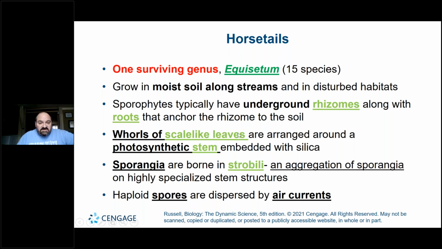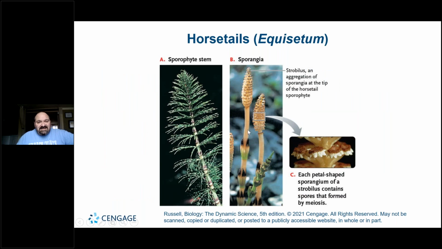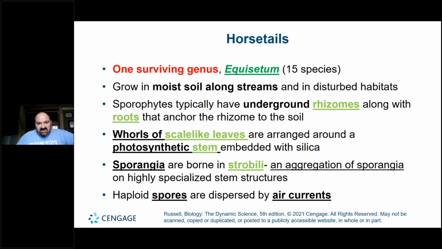They'll have whorls of scale-like leaves arranged around a photosynthetic stem embedded with silica. You'll see here, look at that unique presentation, right? So again, very unique in its presentation of these horsetails, kind of looking like an interesting structure there. So let's see here, as far as the haploid spores.